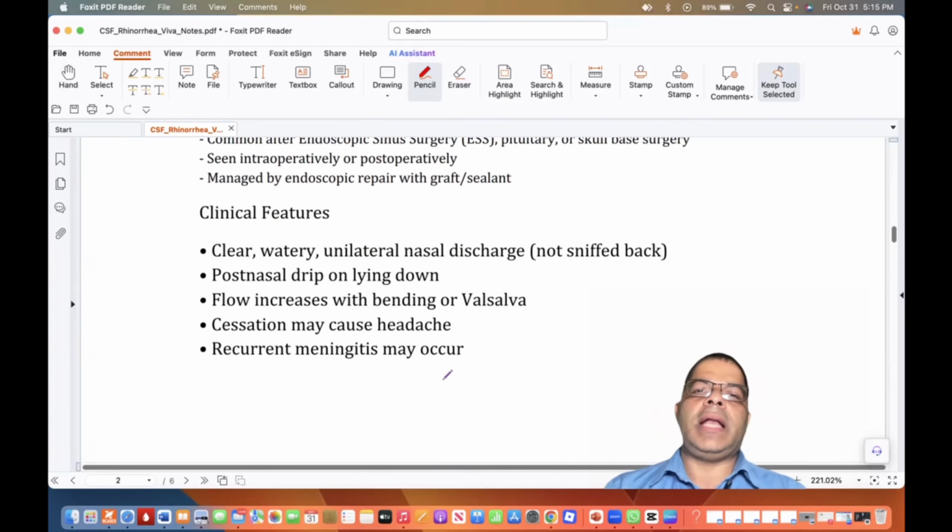There is a postnasal drip when lying down. There is also an increased flow if you bend forward or do a Valsalva. When you do the Valsalva, there is increased flow of this kind of CSF leak.